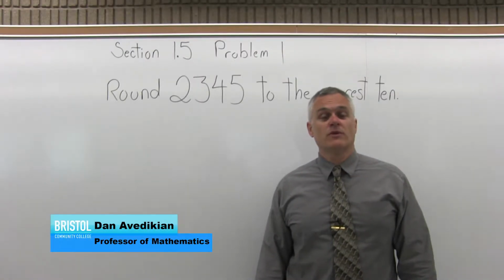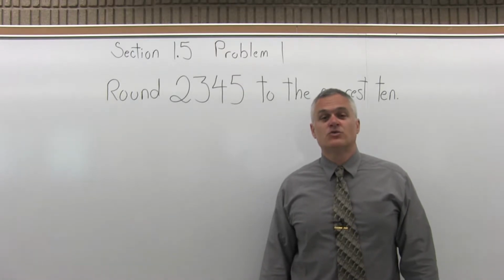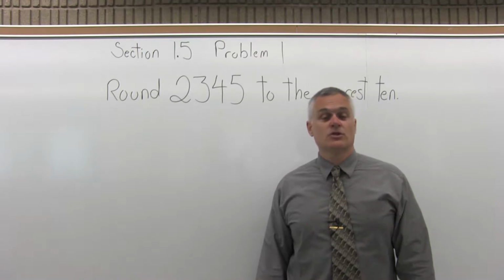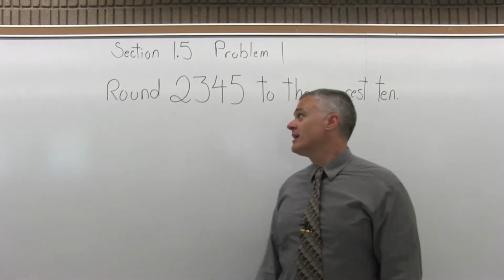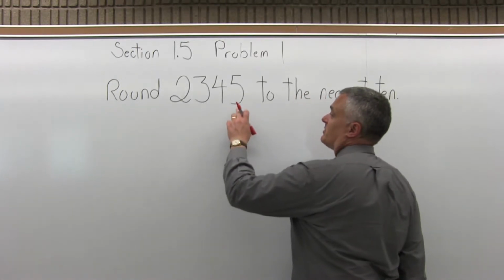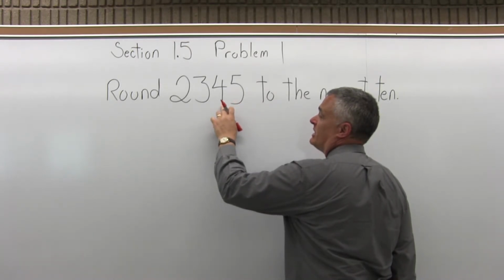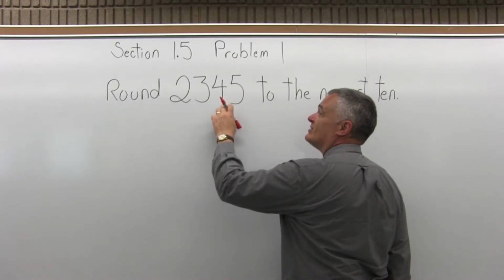This is Section 1.5, Problem 1. It says round 2,345 to the nearest 10. So first, let's identify which digit the 10 position is. If we start from the far right, the first digit we come to is the 1 position. The next one over is the 10's position. So we want to round this number to the nearest 10.